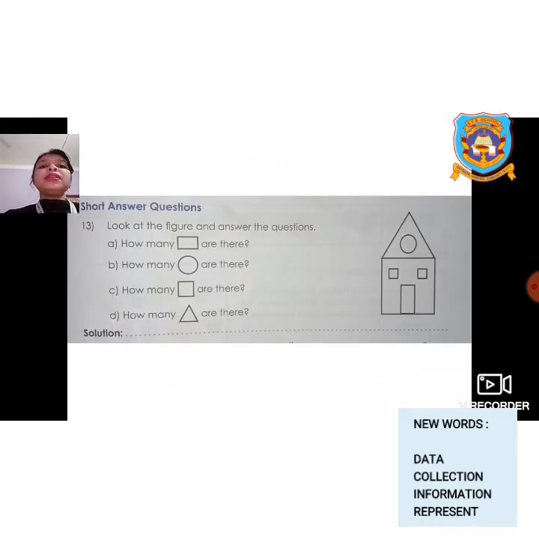Question number 13 is your homework. Okay, so it is given A, B, C, D. There is a house nearby. So it is made of shapes. Okay, rectangle, circle, square and triangle. So you have to observe the picture very carefully and answer the question.